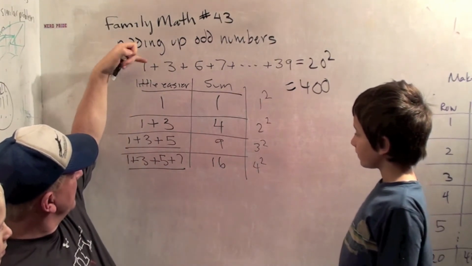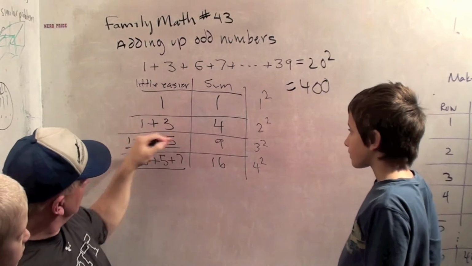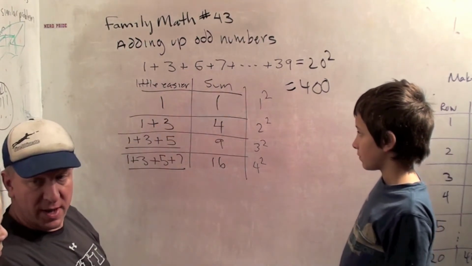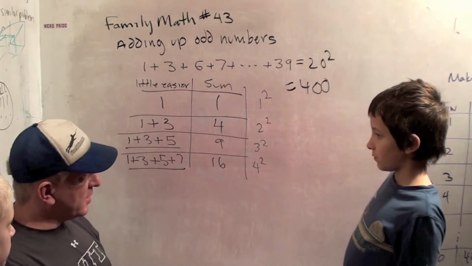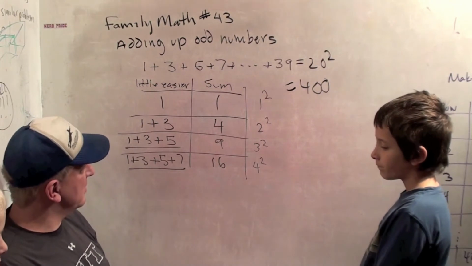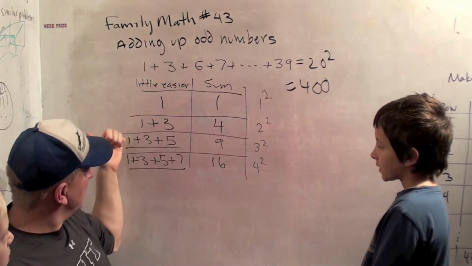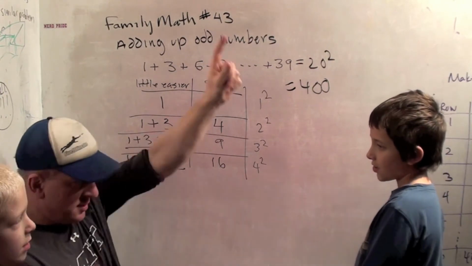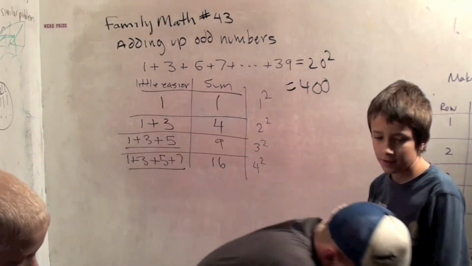Look at the first sum, the second sum, the third sum, the fourth sum, and then we see a nice pattern, and then we just have to see when we get to 39, right? Yep. Okay, now let's go to the kitchen and look at some Duplo blocks and see if we can see why odd numbers make squares. All right, to the kitchen.